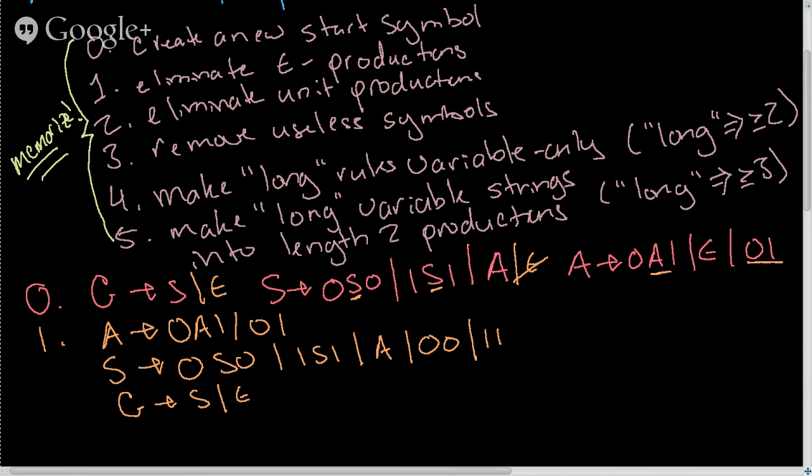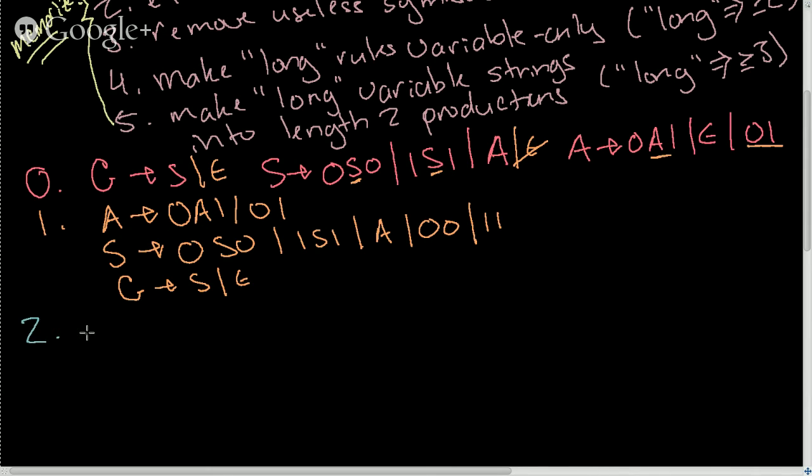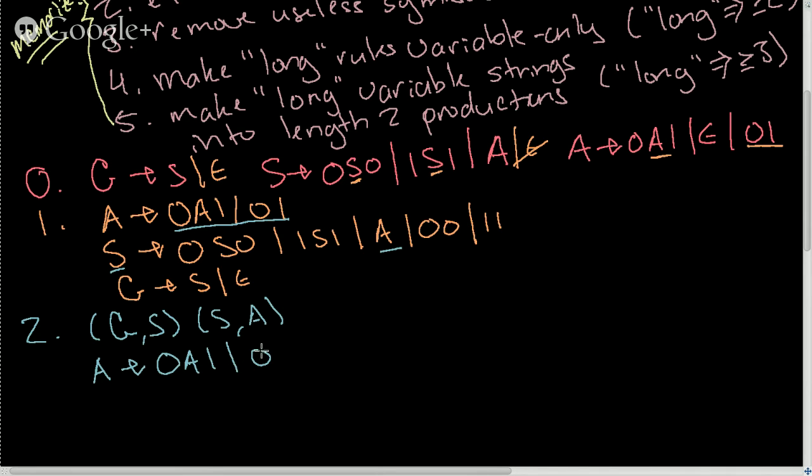Step 2, we will eliminate unit productions. So step 2, unit productions are where we have like G going to S. S going to A no longer goes to, or never went to anything in particular, so that's really all we have to worry about. So all we have to do is wherever we see one of these unit productions, so right here we have S going to A, we just need to take this A and substitute in this stuff. So A is not going to change. A is going to be still, A goes to 0A1 or 01.